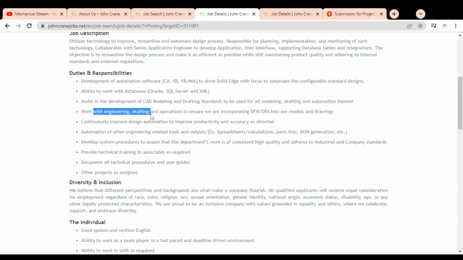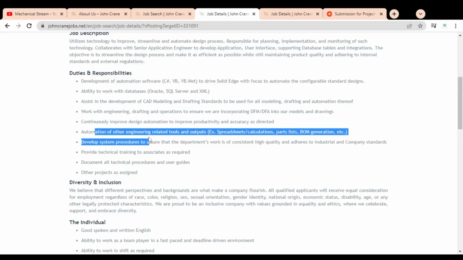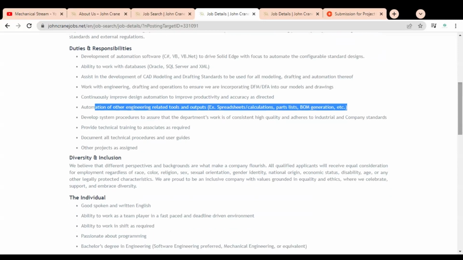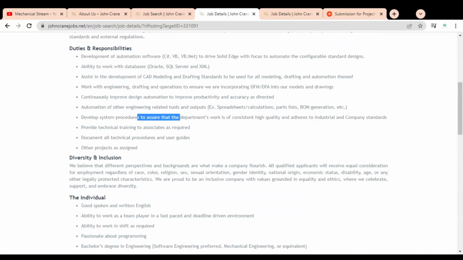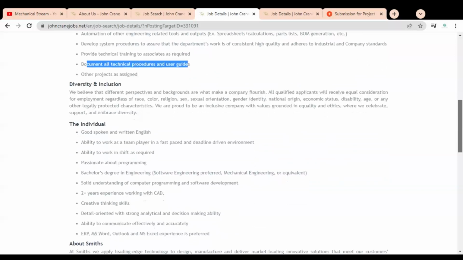Then work with engineering drafting operations to ensure that they are incorporating DFM and DFA into models and drawings. Continuously improve design automation to improve productivity and accuracy as directed, and automate other engineering related tools and outputs like spreadsheets, calculations, parts lists, then BOM generation, which is known as bill of materials. Then develop system procedures to ensure that the department's work is consistently high quality and adheres to industrial and company standards. Then you have to provide technical training to associates as required, and document all the technical procedures and user guides. So friends, these are some of those given.